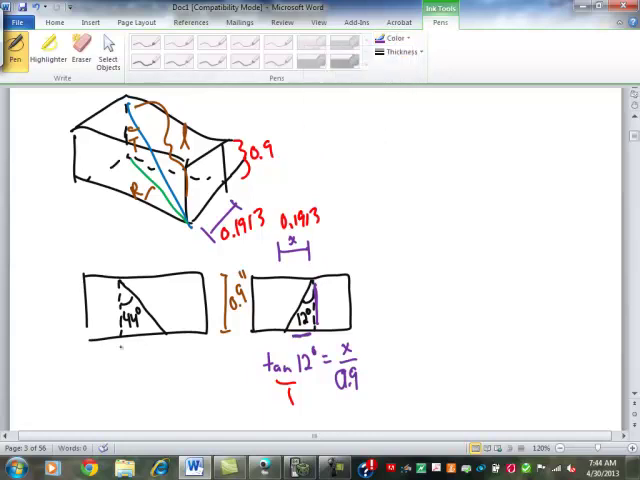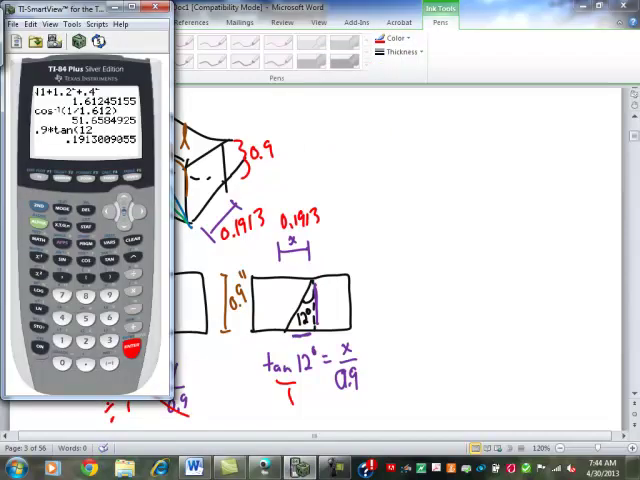Over here, we do the same thing, looking for y, which is just going to be that dimension there. Tangent of 44 degrees equals y over the 0.9. Because again, y is right here, that's the opposite, 0.9 is there, that's the adjacent. Put in a 1, we cross multiply and divide, so it is 0.9 times the tangent of 44, which is 0.869.